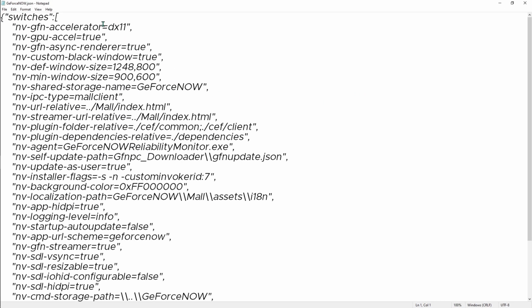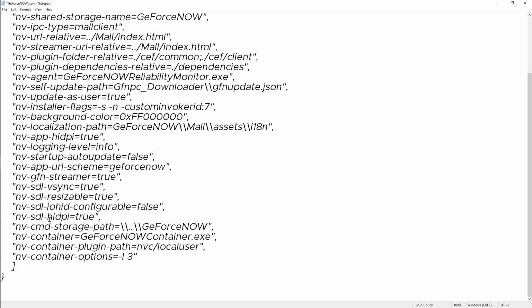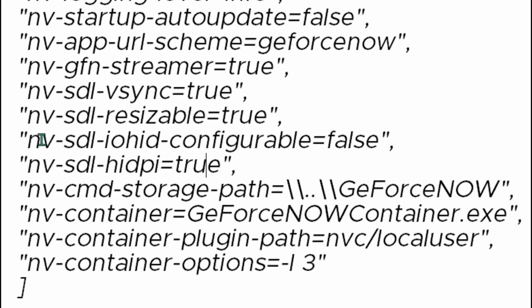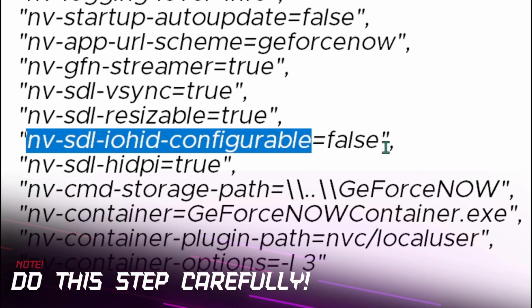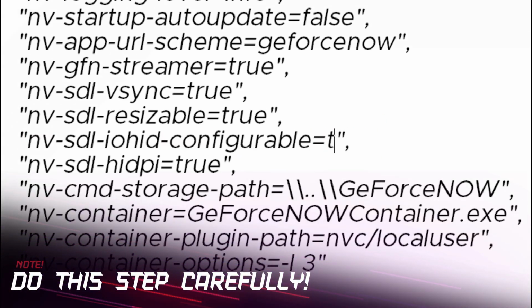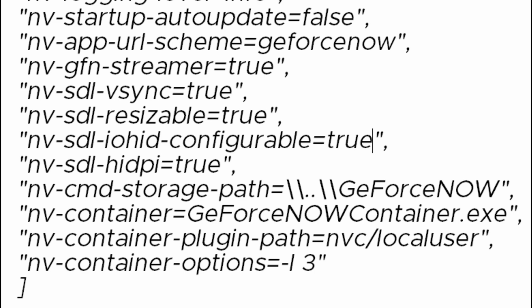Alright, once you open it up, I highly suggest you play it on GFN Accelerator 11, but if it gives you some problem, you can downscale it to 10. For me, I'm going to be playing it on 11. Scroll all the way down until you find something called NVSDL HIDPI true. The NVSDL IOHID configurable will be false by default, so you have to turn it to true.